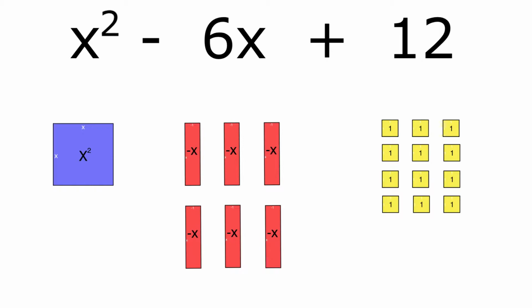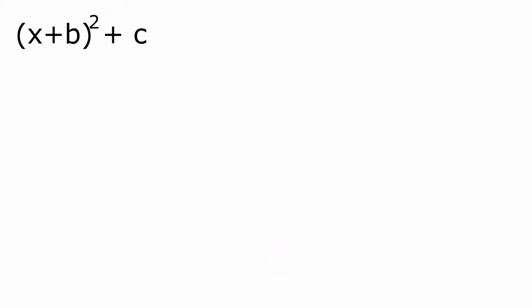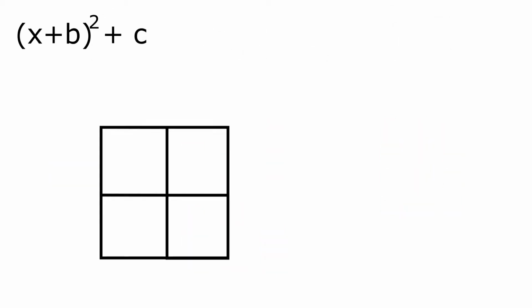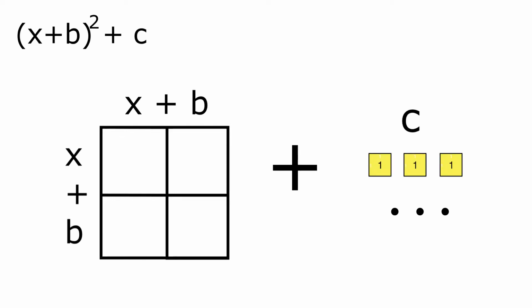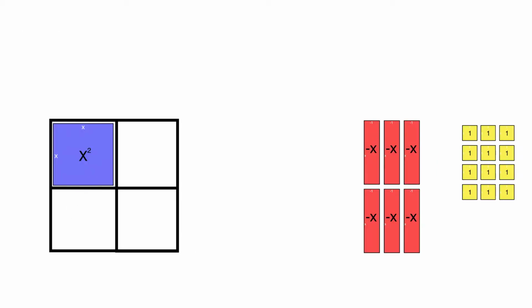To complete the square, all we have to do is rearrange these tiles so that they are in the shape of a square with side lengths x plus b, and then with some 1 tiles left over, which will represent c. To rearrange these tiles, let's start by placing the x squared tile, because it's already in a square shape, and it's going to help us arrange the rest of the tiles in the shape of a square.